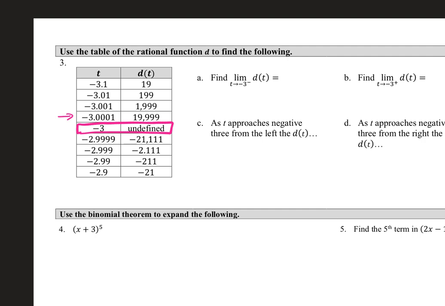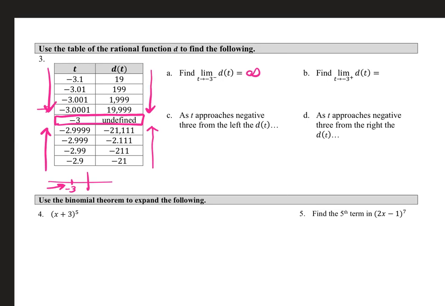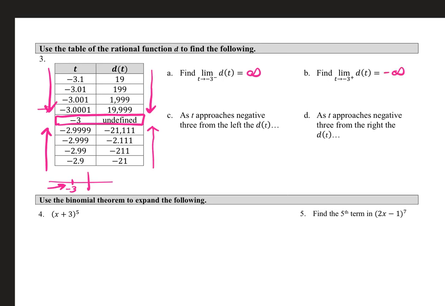-3.001 is less than. So if I was coming to -3 from the left, that's what it would look like. This is coming from the left. What's happening to these values? They are increasing without bound. So this would be positive infinity. As I'm approaching -3 from the right, which would be coming this way, what's happening to these values is they are decreasing without bound. So this would be negative infinity.